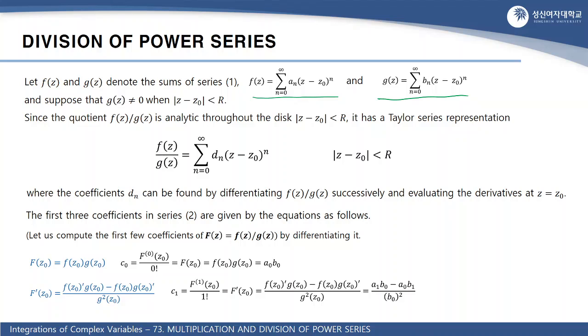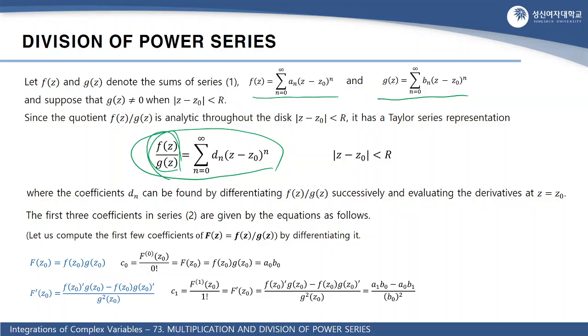We do not want a singularity by construction, so we exclude the case g(z) equal to 0 when the modulus of z minus z0 is less than R. Since the quotient f(z) divided by g(z) is analytic throughout the disk, modulus of z minus z0 less than R, it has a series representation. So we can express this quotient function by using this power series, which has coefficient d_n. d_n can be found by differentiating f(z) divided by g(z) successively and evaluating the derivatives at z0.